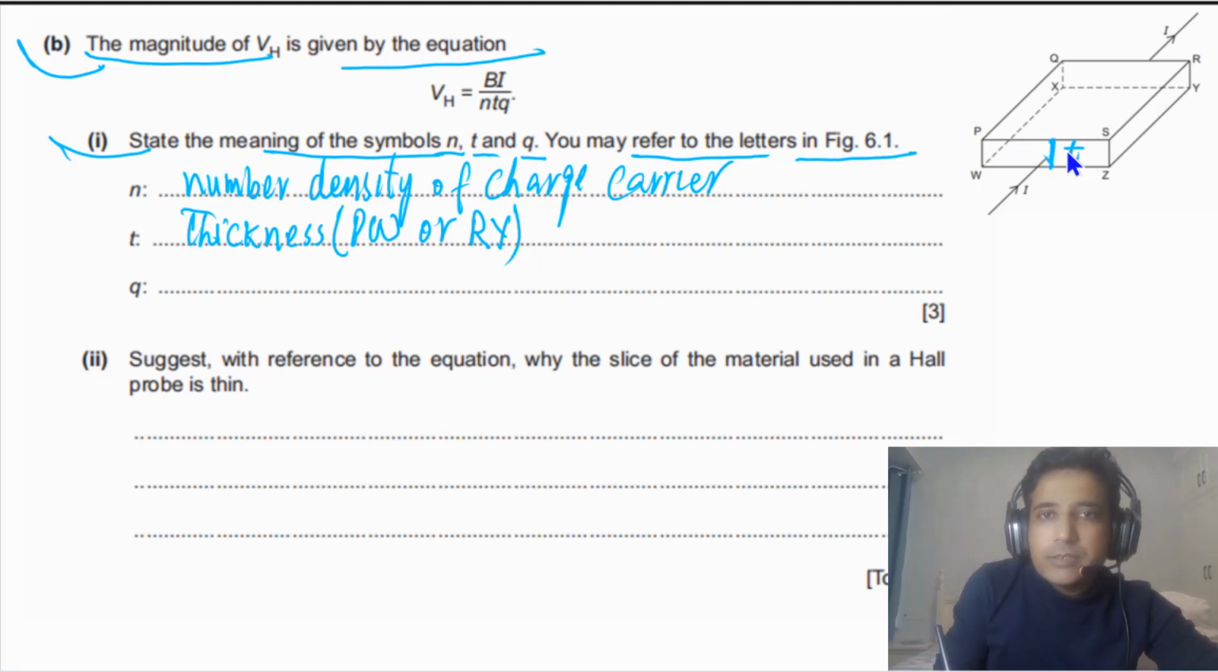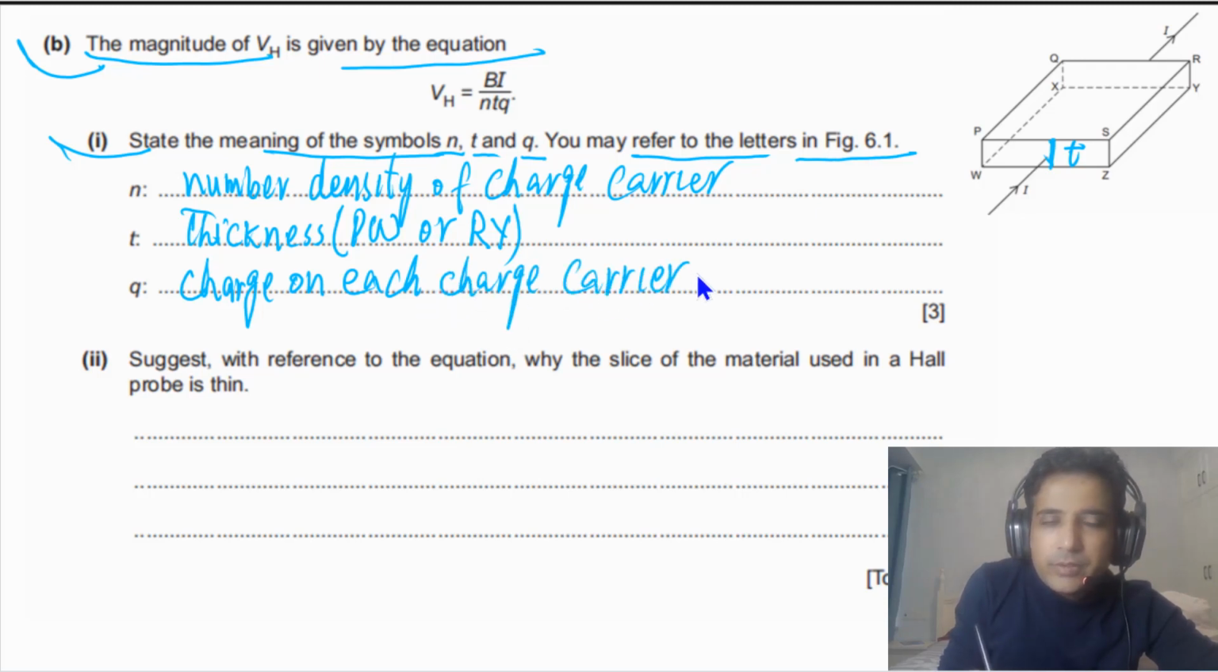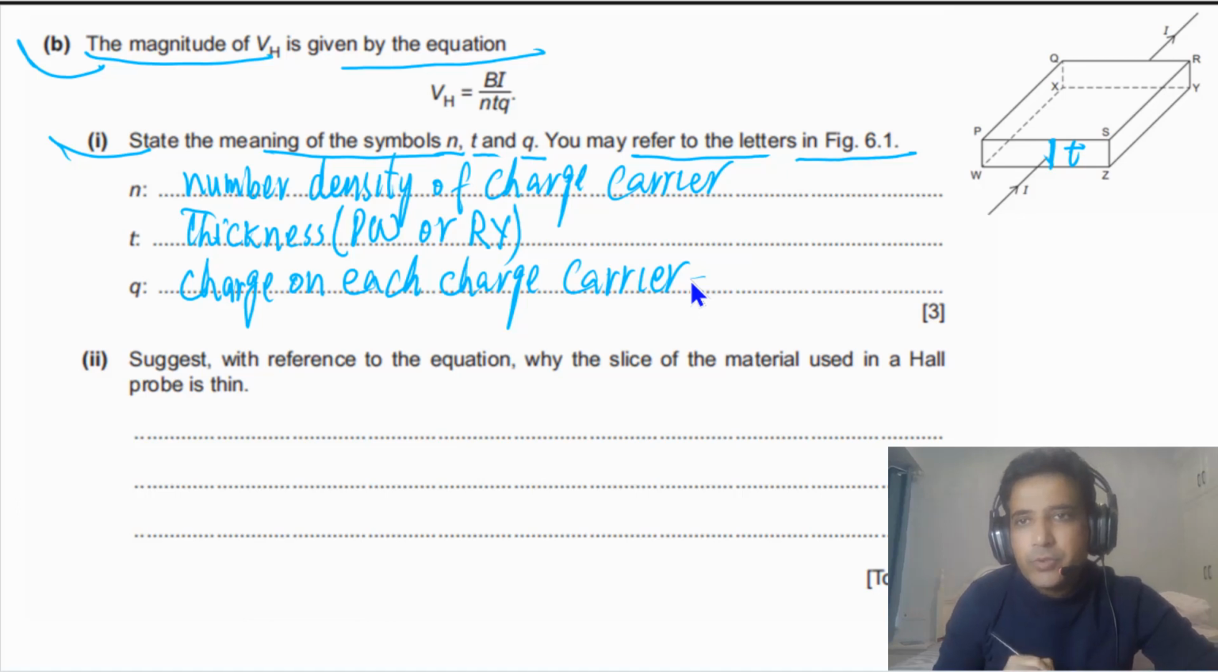And the last one is Q. Q is the charge on charge carriers, the charge on each charge carrier. So if you write down these 3 points, you will get 3 marks. Now let's go to the second part.